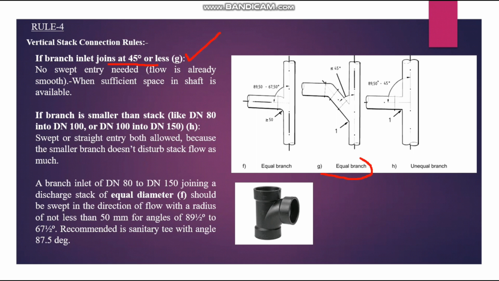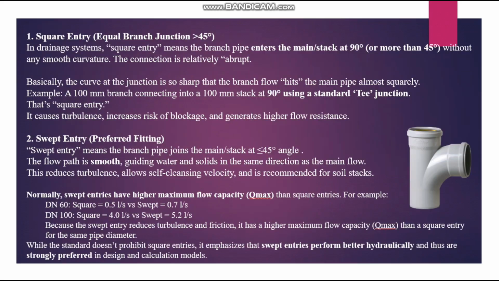In this option, this is the most preferable option in the horizontal to vertical connection if you have sufficient space in the shaft itself. Okay, so what this option is telling, no swept entry needed, flow is already smooth. Actually we have two kinds of connection, one is a swept entry and the other is the square entry. First we will see what they are, then we will come back to this rule for clear understanding.